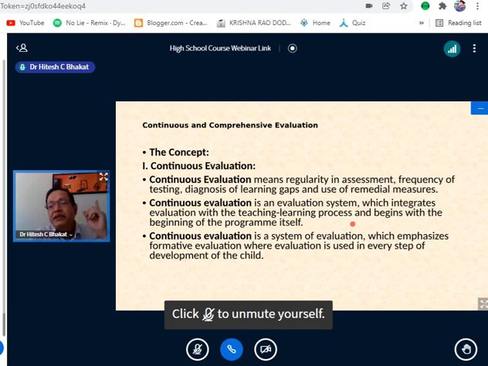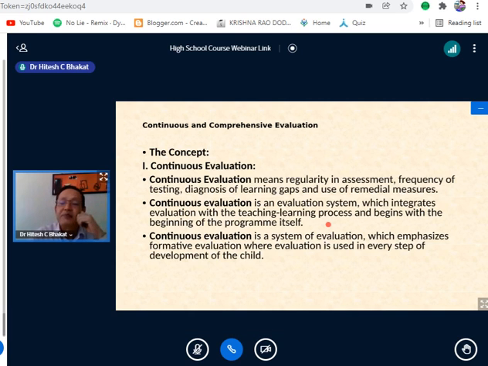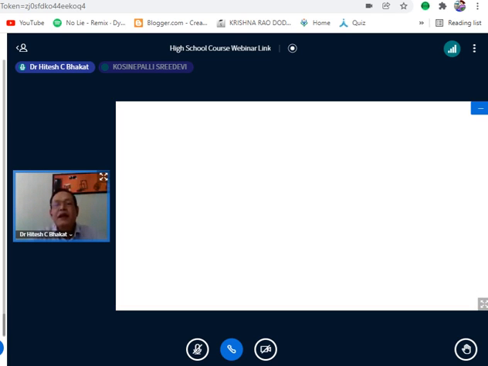Continuous evaluation is an evaluation system which integrates evaluation with the teaching learning process. All right, as soon as we start teaching, it begins with the beginning of the program itself. It is not the last item that we normally think of. Similarly, the concept of continuous evaluation is a system of evaluation which emphasizes formative evaluation, a process of how they learn, where evaluation is used in every step of development of the child. Not only academic, cognitive, other aspects also, but it's forming them to develop right habits. Okay, that is called continuous.